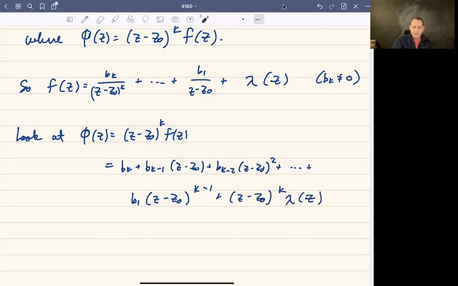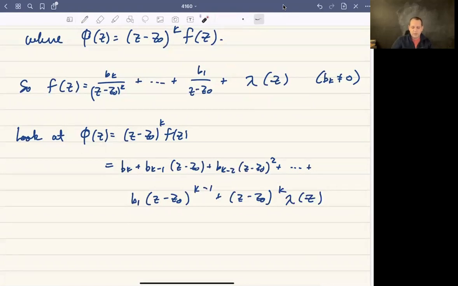And if you look at this for just a second, you'll realize phi is going to have a removable singularity. It's analytic at z naught, because you can write it as a power series. Here's your constant term, your linear term, your quadratic term, and so on. So phi is going to have a Taylor expansion, and therefore we have a formula for what the coefficients are.